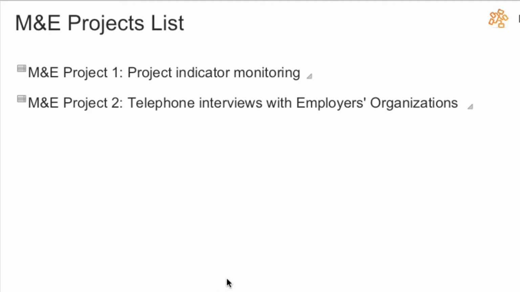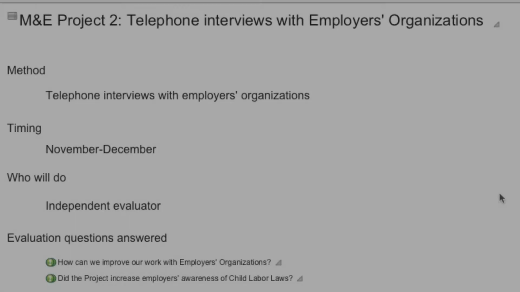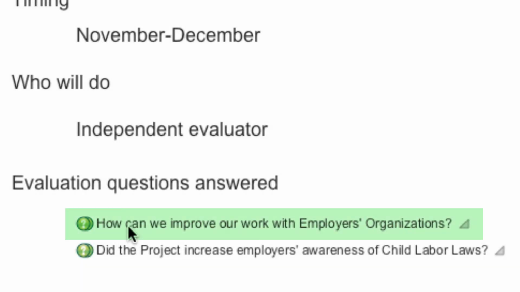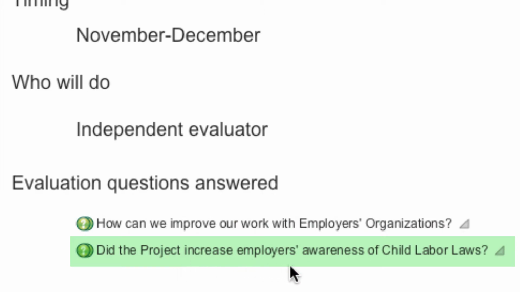We can now look at the second M&E project, telephone interviews with employers' organisations. Let's have a look at this. These will be telephone interviews with employers' organisations. They'll happen in November and December. An independent evaluator will do these, and we can see the evaluation questions being answered. For instance, how can we improve our work with employers' organisations? And did the project increase employers' awareness of child labour laws?